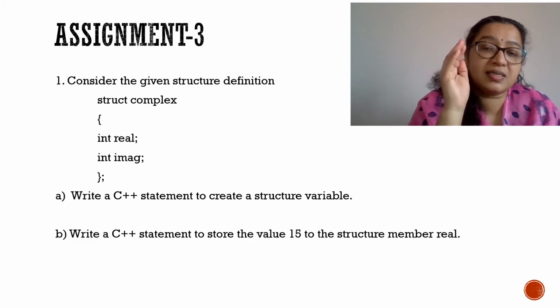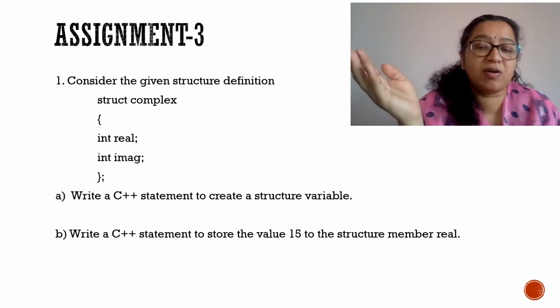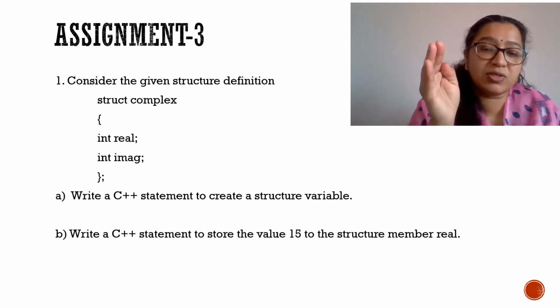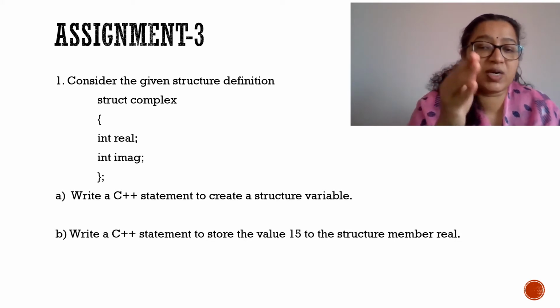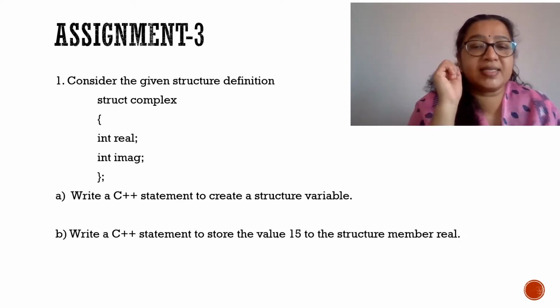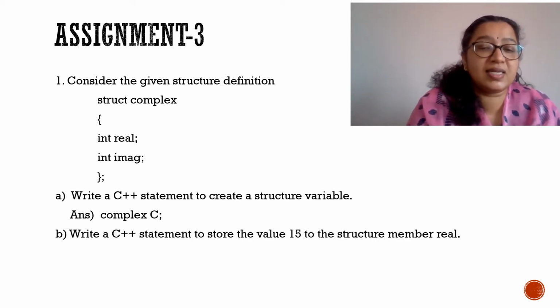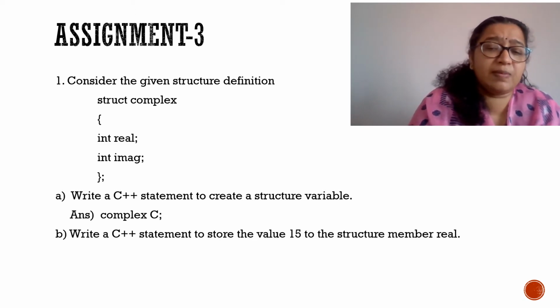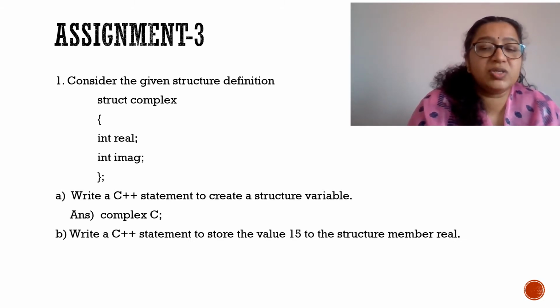The syntax is data type, space, variable name, semicolon. So here also we want to write the data type space variable name. So what is the data type here? Complex is the data type. Then the variable name. So see the answer there. Complex space c. I chose the variable name as c. Then semicolon. It is a must. So this is the answer.